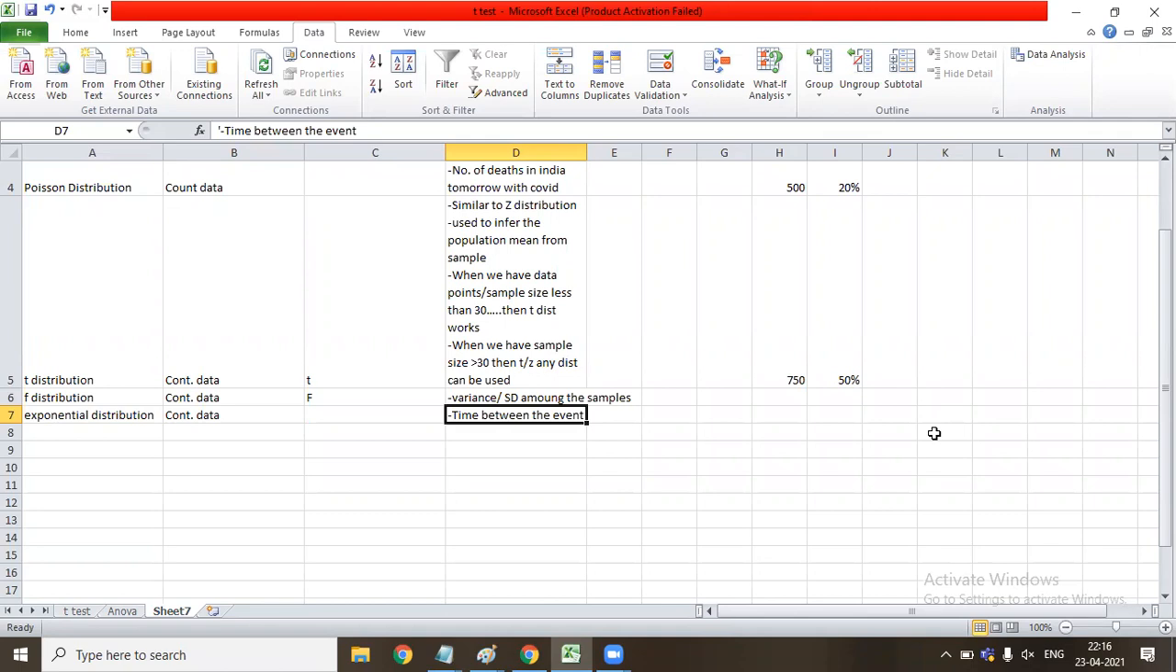Or the people who are waiting in a queue of a doctor. What we are doing here is, we are trying to estimate the time, the waiting time. Whenever we are trying to estimate the waiting time or the time between the events, we use the exponential distribution.